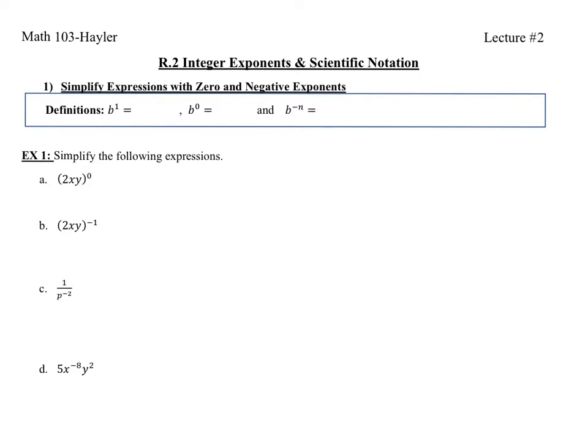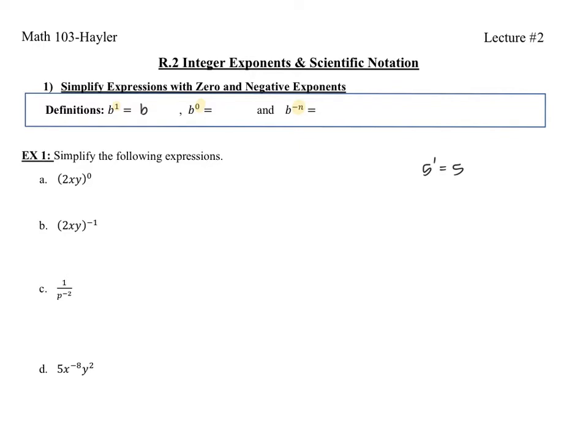Alright, so the first one we have is simplifying expressions with zero and negative exponents. Once again, exponents are those sort of little floating numbers up at the top. So we have b to the 1 power. What would that be? Well, anything raised to the 1 power is just going to be itself. So whatever the number is, b. For example, 5 to the 1 power would just be 5.